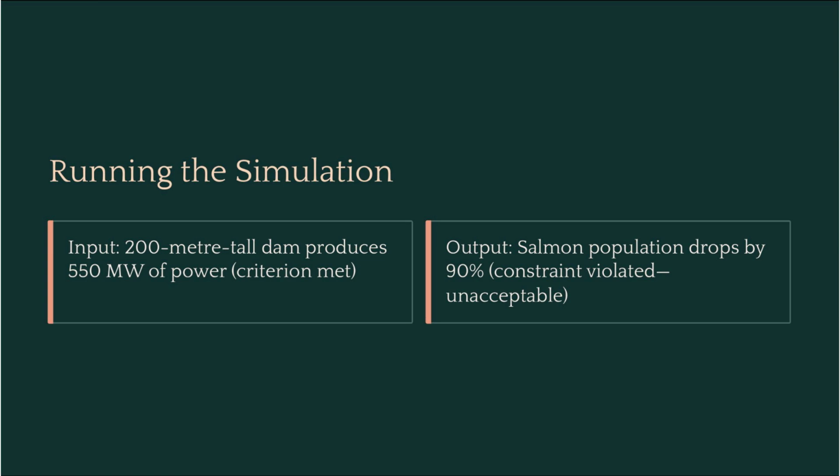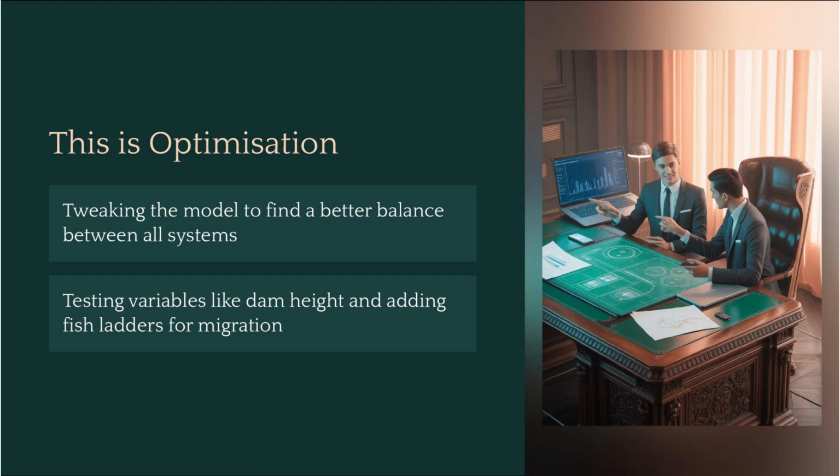But then we look at the second system. The output shows the salmon population drops by 90%. This constraint is violated. It is an unacceptable solution. We solved the power problem, but created an environmental disaster. This brings us to the core of our lesson. This is optimization. We don't just accept the first result. We begin tweaking the model to find a better balance between all systems.